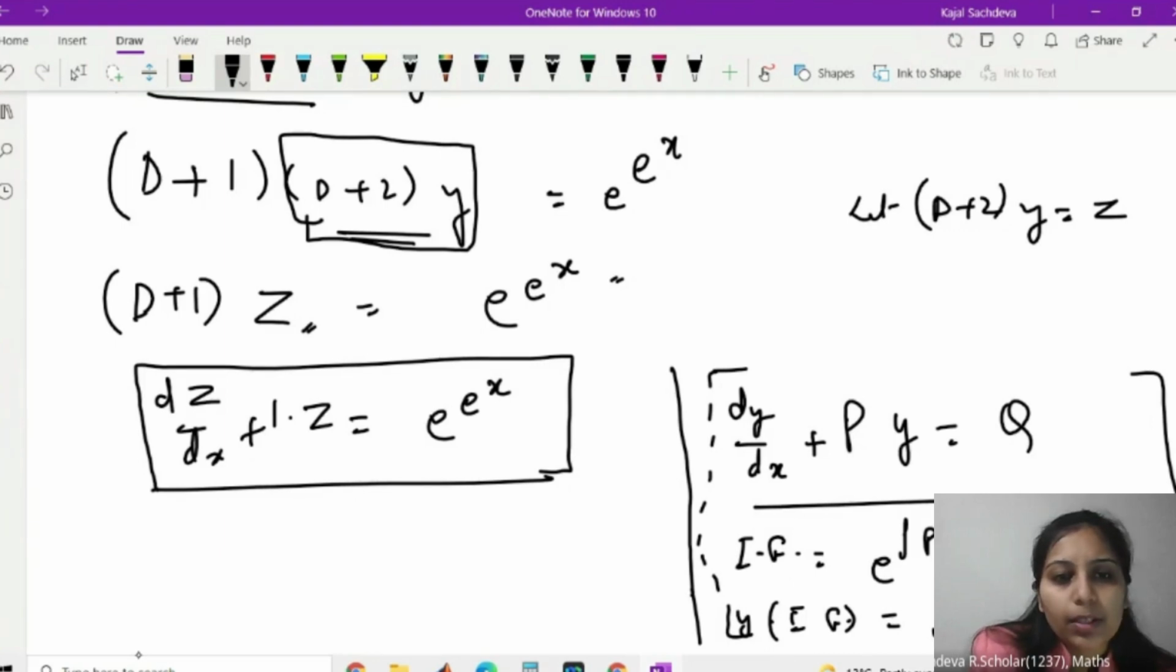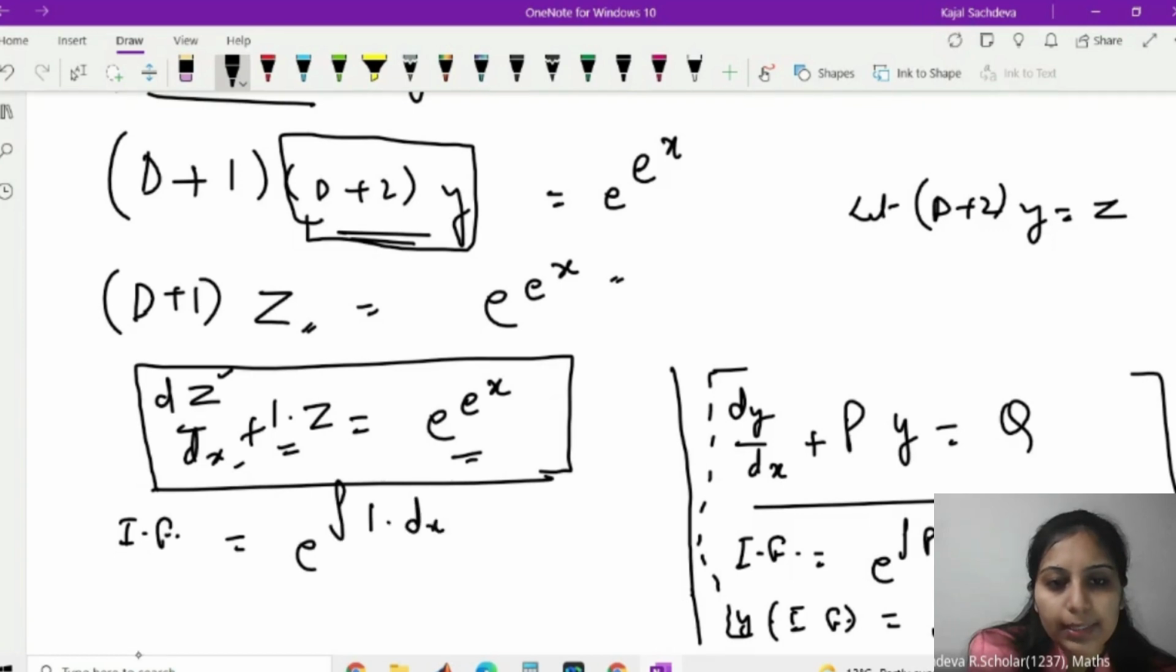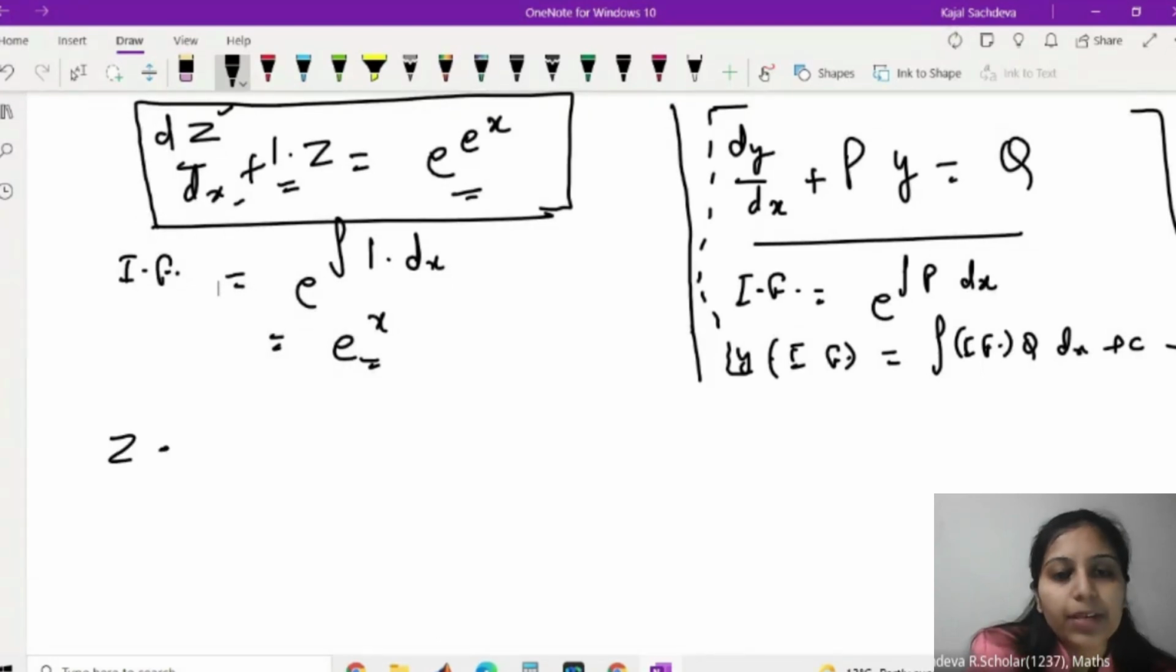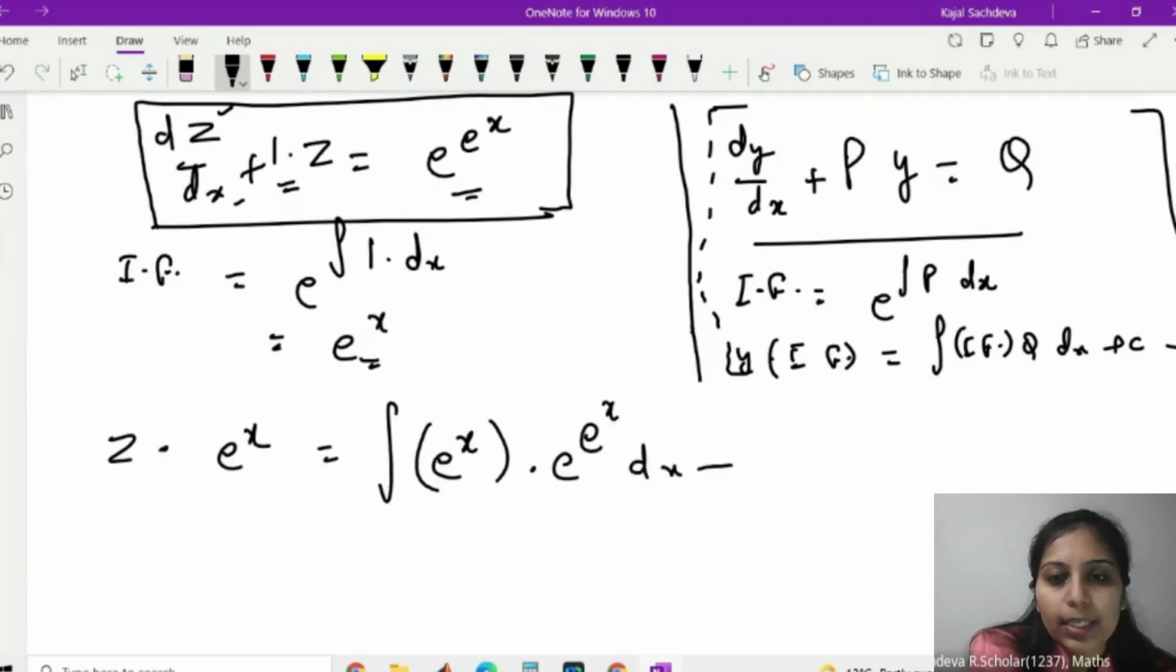So just apply this. As we can see from here, z is dependent, x is independent, and the equation is a linear differential equation. Here P is 1 and Q is e raised to power x. So the integrating factor would be e raised to power integration 1 dx. So we get e raised to power x as the integrating factor. Now the solution can be written as z into the integrating factor, e raised to power x, is equal to the integral of e raised to power x into Q, e raised to power x, dx plus c.